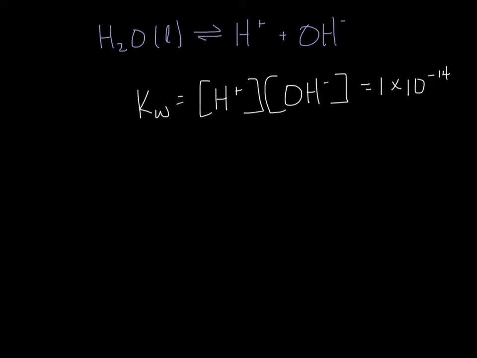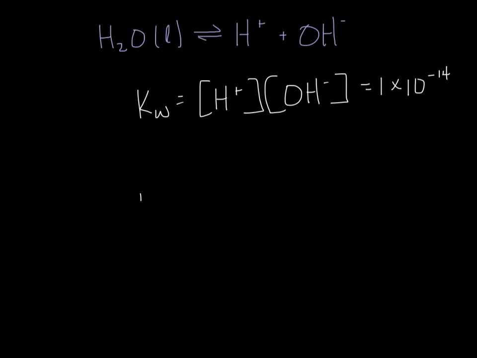First of all, we can only use Kw to solve for our hydrogen ion or our hydroxide ion concentrations if we're dealing with a strong acid or a strong base. We need it to dissociate completely because we need to be able to predict that 100% of our acid or our base is going to dissociate into its ions. Since we're dealing with HCl, we know that it is a strong acid, so we can use Kw to solve for our hydrogen ion concentration and our OH ion concentration.